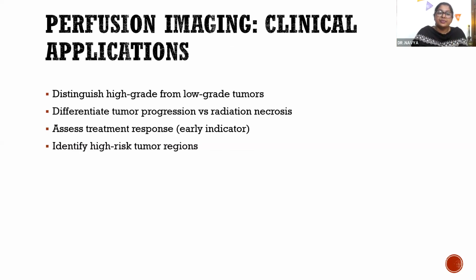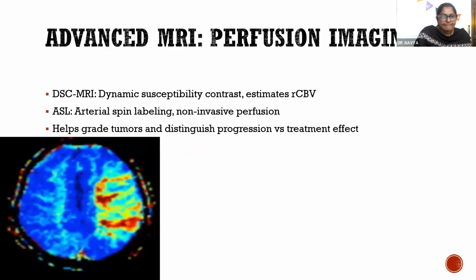And it also differentiates whether it is a tumor progression versus radiation necrosis. Multiple times, the child will come, they will be under the survivorship program. They'll be coming to us every 3 monthly or 1 monthly based on the tumor. I need to know if it is a radiation necrosis or a progression, if the child has just come with an altered sensorium, if it is causing something. So then this perfusion will help me. If there's necrosis, there's no perfusion in there. And it also gives me an idea if my treatment is working well or not.